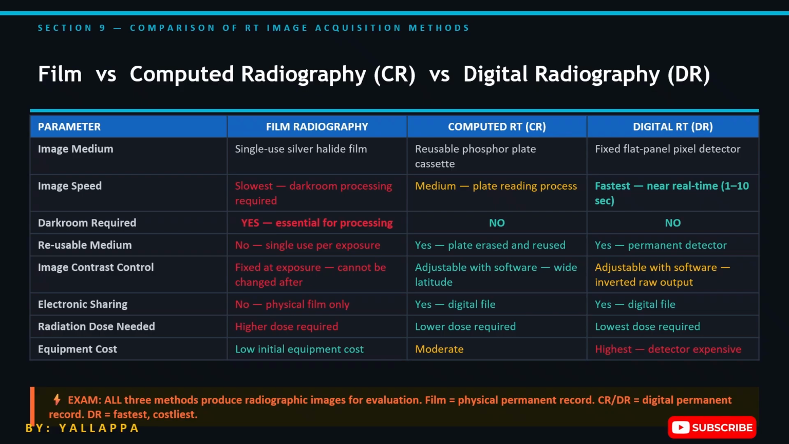Film may still be appropriate in some applications because of its established characteristics and physical record. CR can provide flexibility where portability is important. DR can provide rapid feedback and digital workflow integration. The expert chooses the technique based on the inspection requirement, not simply on the newest technology.